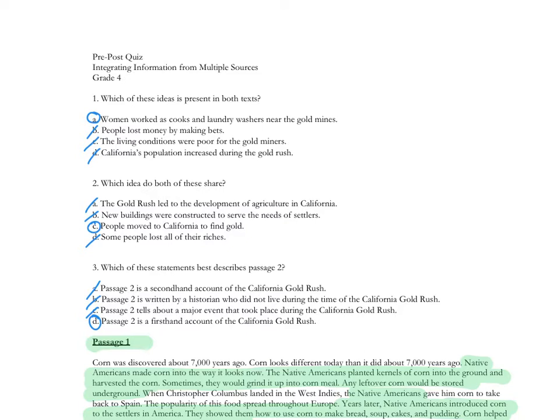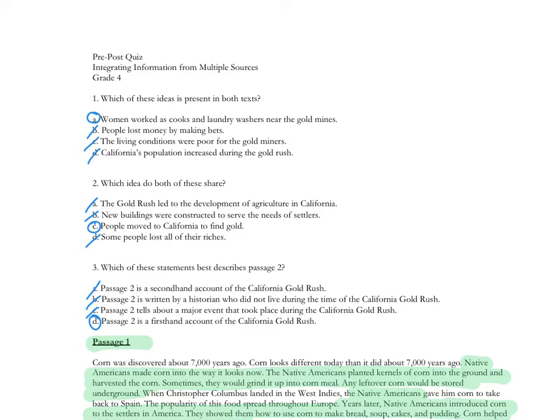A. Women worked as cooks and laundry washers near the gold mines. B. People lost money by making bets. C. The living conditions were poor for the gold miners. And D. California's population increased during the gold rush. Well, you can see I've already annotated and circled the best answer is A. These ideas were in both of the texts that you read.